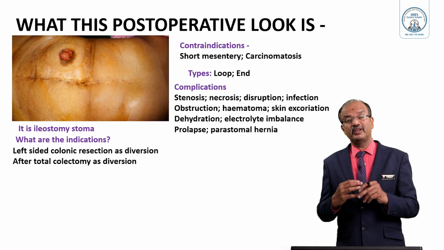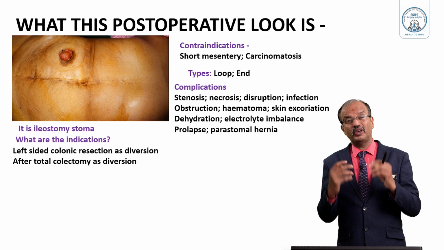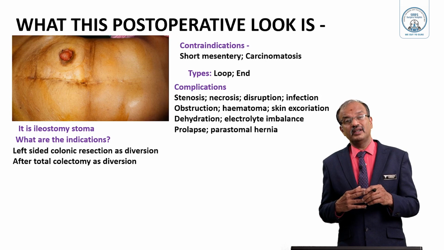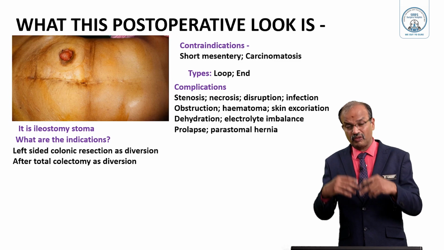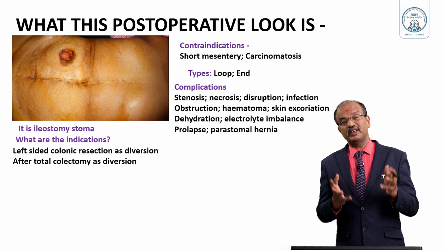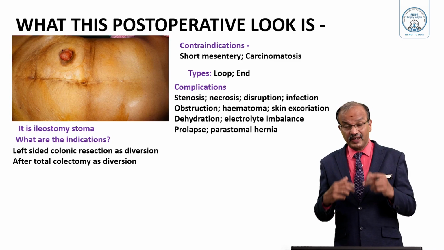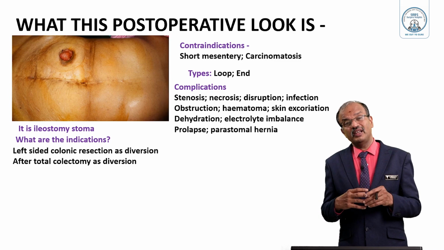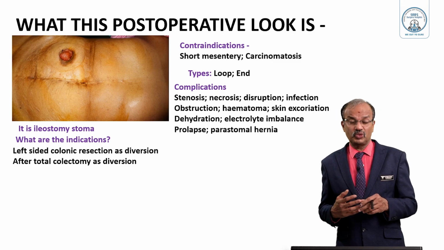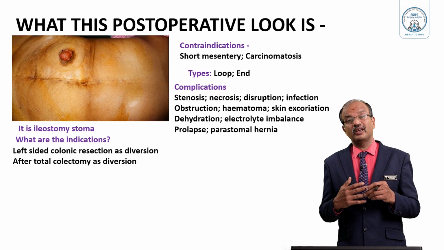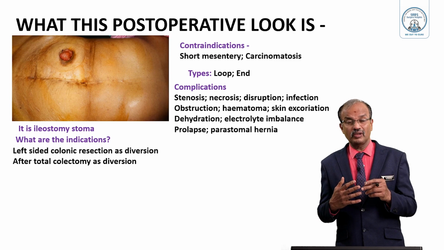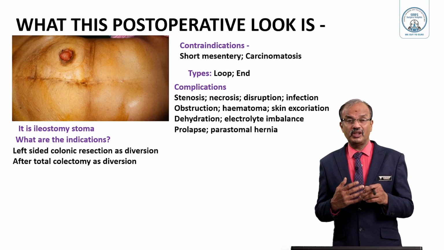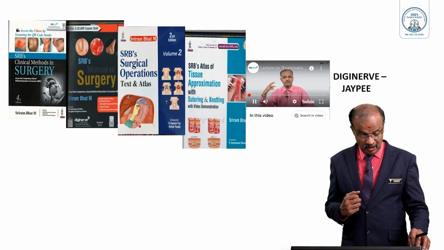And these are the complications: stenosis, prolapse, obstruction, parastomal hernia, bleeding from the surface, hematoma. Skin excoriation is very, very common. Of course, with good stoma bags now available, skin excoriation is avoided. Dehydration and electrolyte imbalance are common because in the ileum a lot of fluid output comes through the stoma, and mucosal prolapse or stomal prolapse is also quite common as a complication of the ileostomy. So that is about ileostomy.